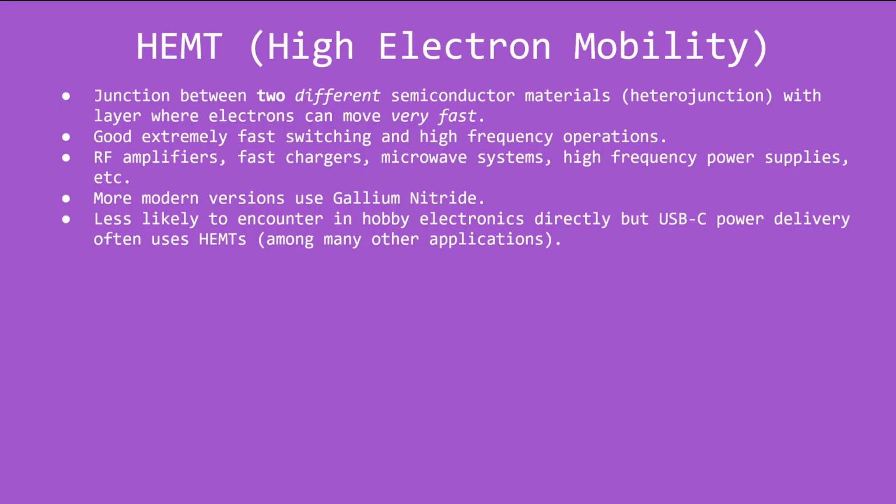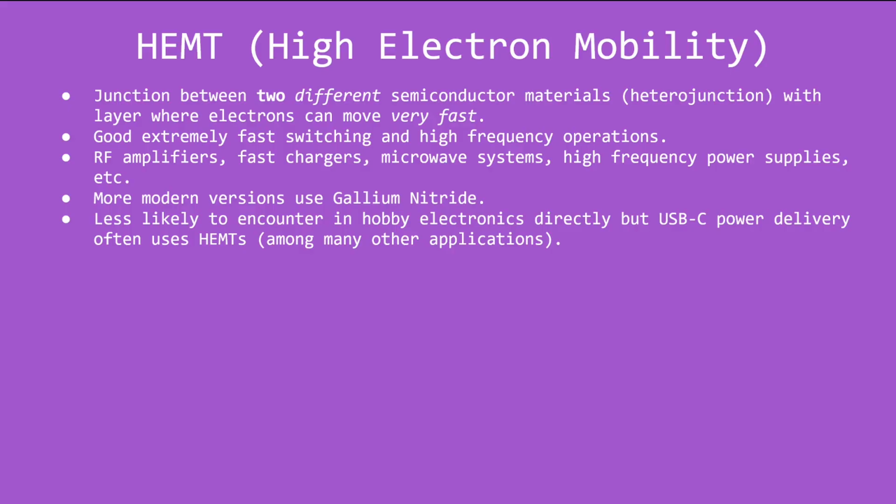Then we've got high electron mobility transistors, which are a subset of heterostructure field effect transistors. Basically, there's a junction between two different semiconductor materials, which is known as a heterojunction, with a layer where the electrons can move really fast. So this is good for extremely fast switching and very high frequency operations. You got RF amplifiers, fast chargers, microwave systems, high frequency power supplies.